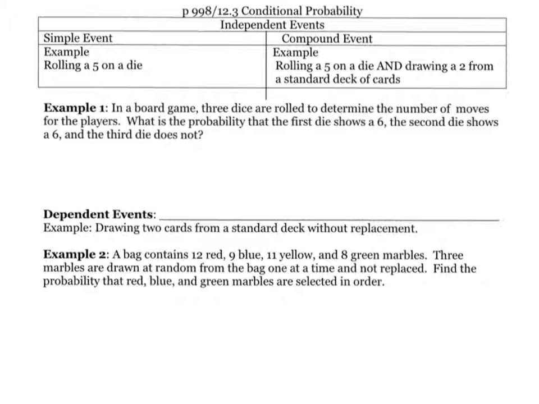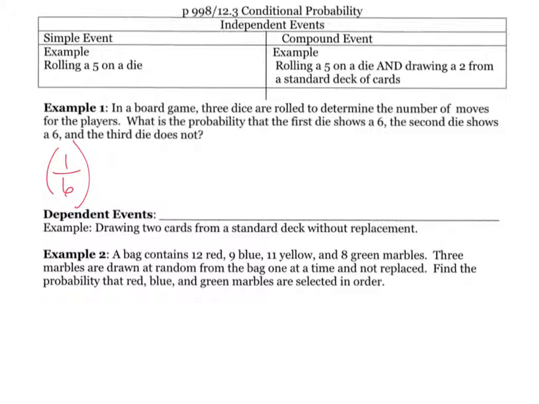In example 1, it says in a board game, 3 dice are rolled to determine the number of moves for the players. What is the probability that the first die shows a 6, the second die shows a 6, and the third die does not? So first we have to think about the probability of each of these individual events. If we have one die that's rolled and we get a 6, the probability of that happening is 1 over 6 because there's only 1 6 on the die. So we have 1/6 for our first probability.